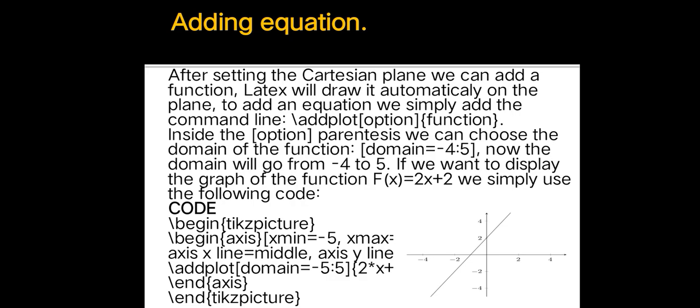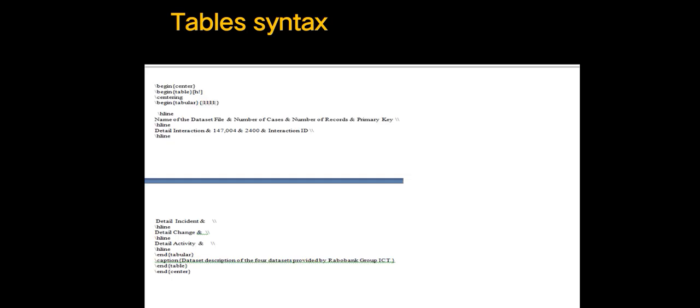Next we move on to the tables. What are the tables in syntax? Table syntax in LaTeX is like that: begin center, begin table, centering, begin tabular, hline, name the data sets, file, and number of cases and number of records, primary key, hline, detail, interaction. This is all the syntax of table in LaTeX.